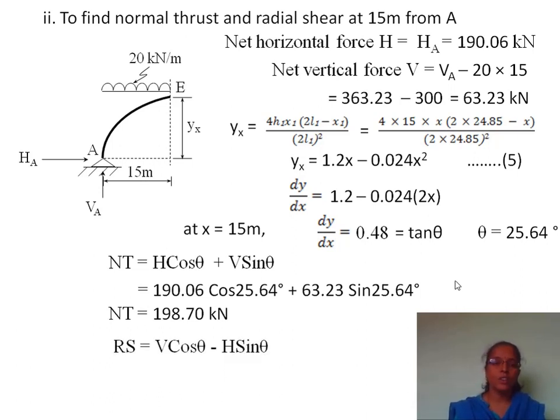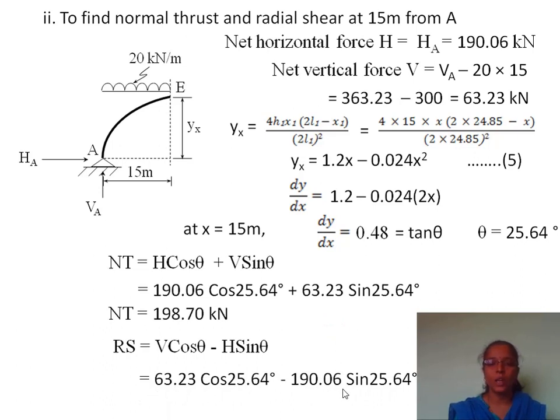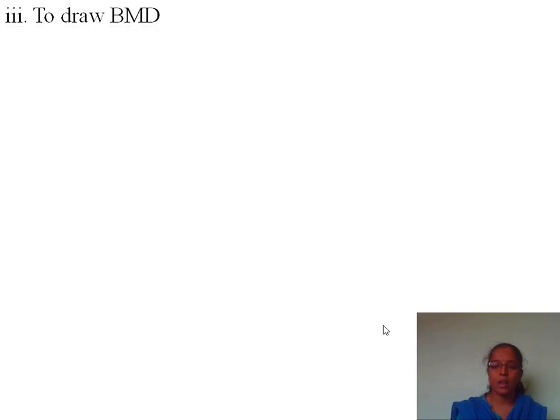And we have the radial shear equation as v cos theta minus h sin theta. So that gives 63.23 cos 25.64 minus 190.06 sin 25.64, which gives a radial shear of minus 25.23 kilonewton. So that is the second part of this problem, that is to find normal thrust and radial shear at 15 meter from end A. Now we will move to the third part, that is to draw the bending moment diagram.